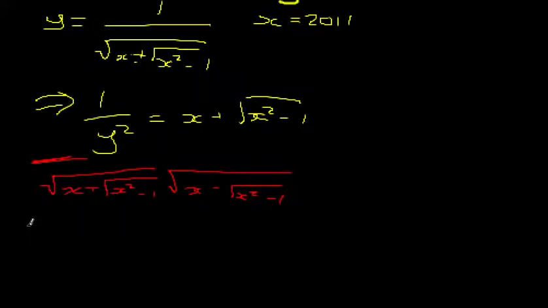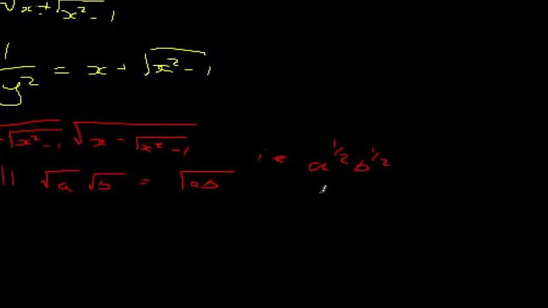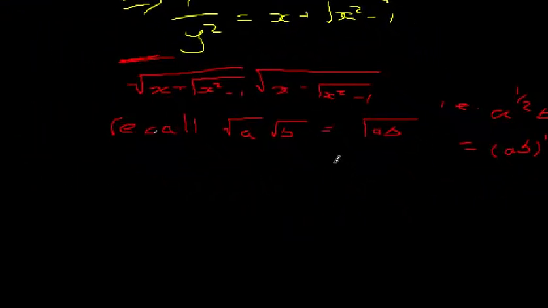So first we recall the power laws: root a times root b equals square root of ab. This follows because of grouping exponents, so a to the half times b to the half is equal to ab to the half.